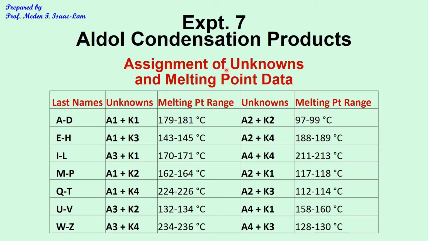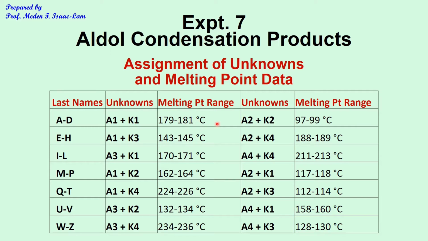Assignment of unknowns for the class and melting point data. The unknowns are assigned according to last names listed in this table. For instance, if your last name starts with A to D, your unknown is A1 plus K1. That combination will form an aldol condensation product with a melting point range of 179 to 181 degrees C.